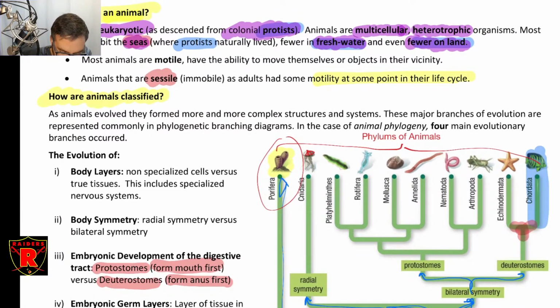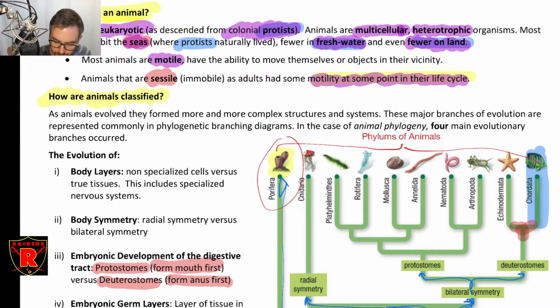Animals are characterized by being motile, so every animal is motile. They have the ability to move themselves or objects around in their vicinity at will, at some stage of their life cycle. So I didn't write that on there, but it's key to say that they are mobile. Oh, I did write that. I wrote it right below here. They can move at some point in their life cycle.